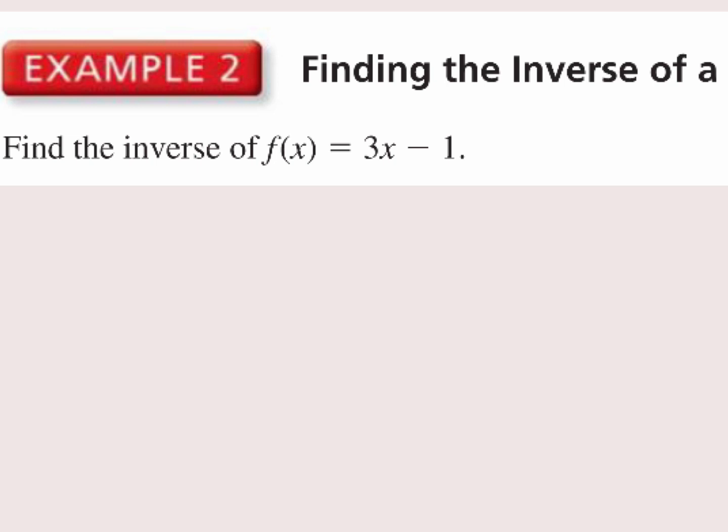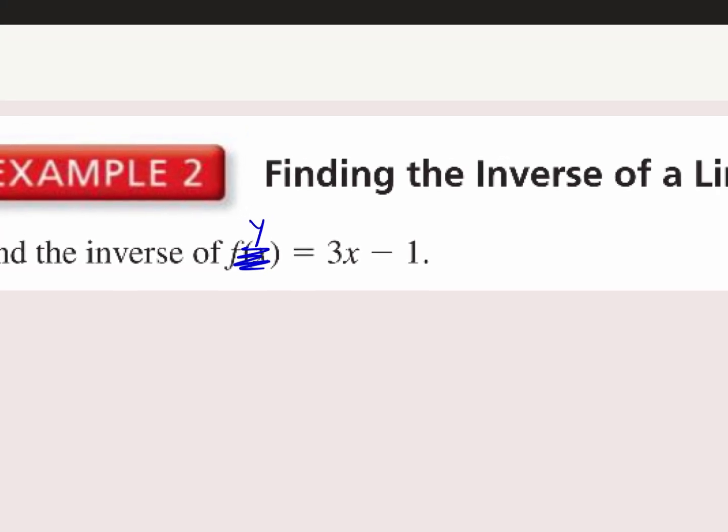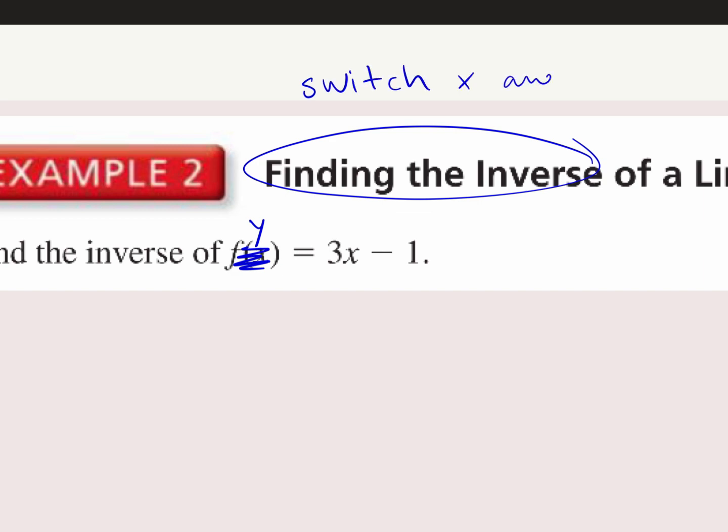So to find the inverse, f of x we know is just a fancy way of saying y. It's the same thing as y. So to find the inverse, we switch x and y. So I'm going to change my y to be x, and then change x to be y. So everything else stays the same. I'm just flipping my x and y.